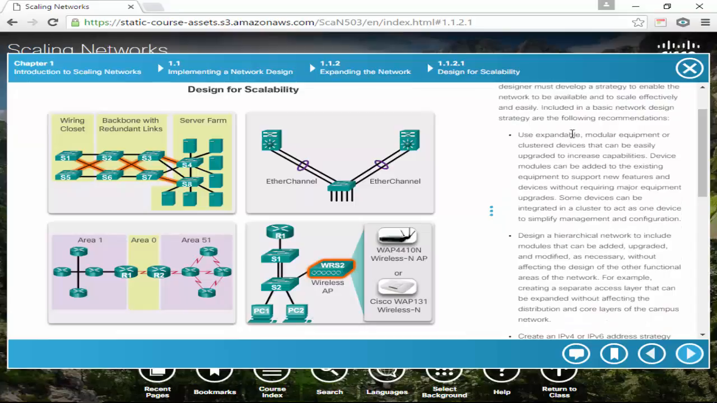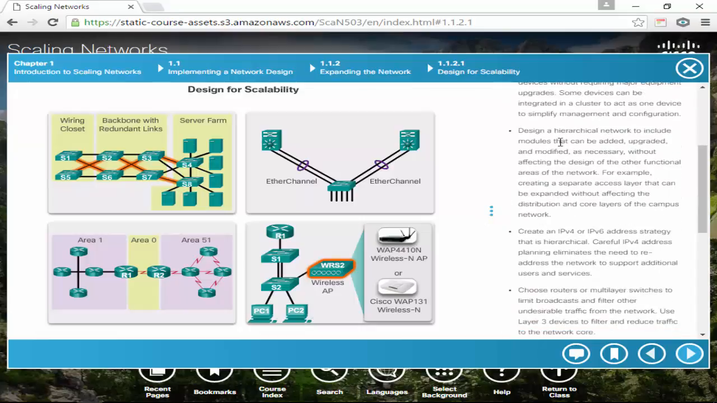Use expandable modular equipment or cluster devices that can easily be upgraded to increase capabilities. Design for hierarchy, or design a hierarchical network to include modules that can be added, upgraded, and modified as necessary without affecting the design of the other functional areas of the network. Create an IP version 4 or IP version 6 address strategy that is hierarchical.